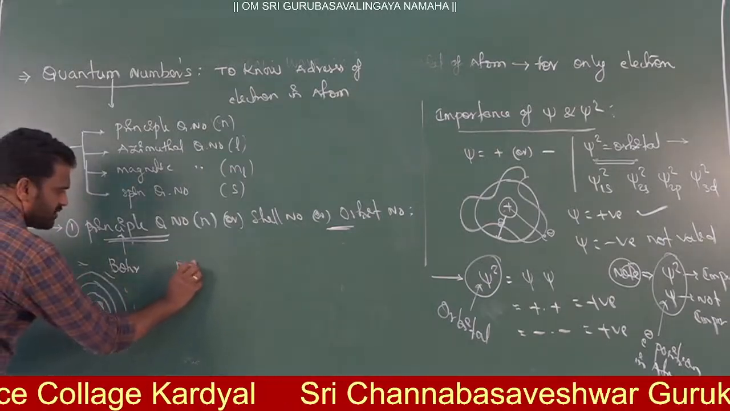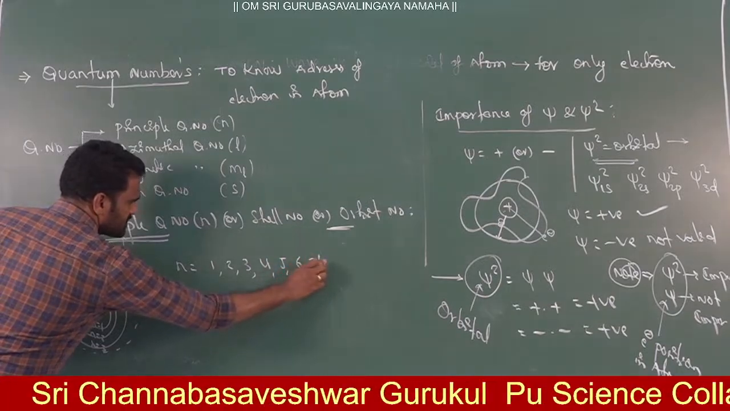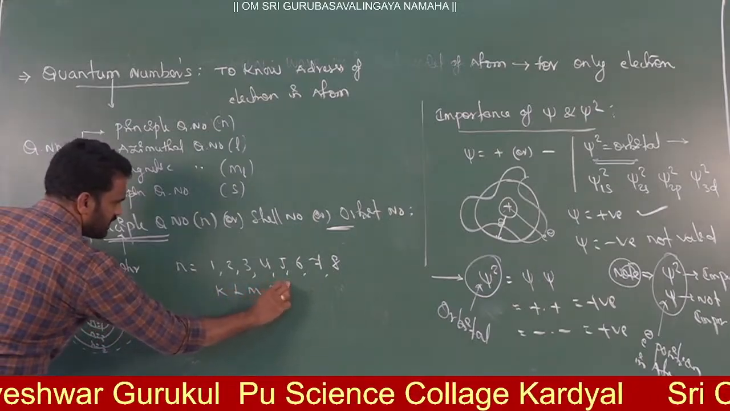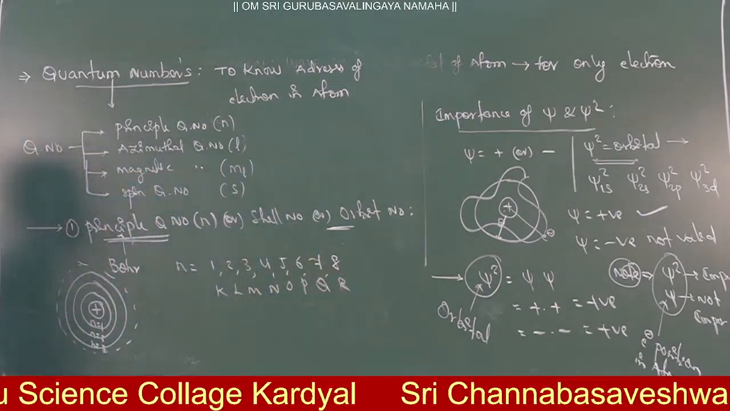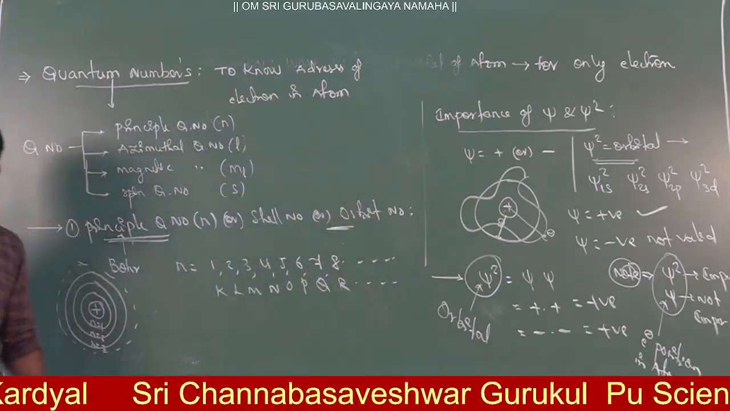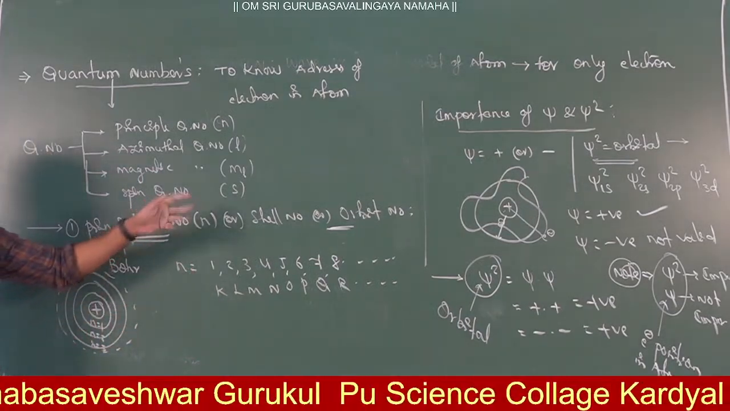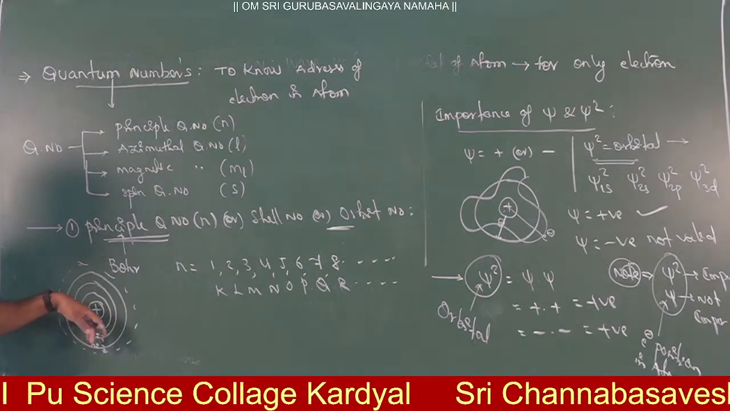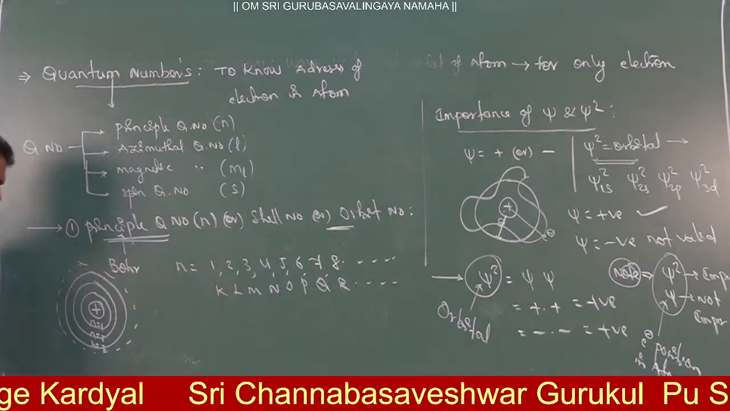So now you will have n equals 1, 2, 3, 4, 5, 6, 7, 8, and here you can write K, L, M, N, O, P, Q, R, up to infinity, but maximum we have 7 only. This is the representation. So the principal quantum number is nothing but the shell number. In every atom infinite orbits are present. The first one is 1, second 2, 3, 4, like that, or K, L, M, N. You can use this also.